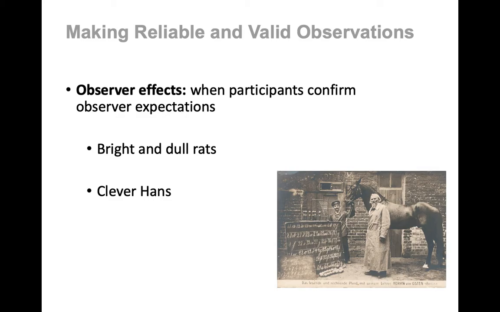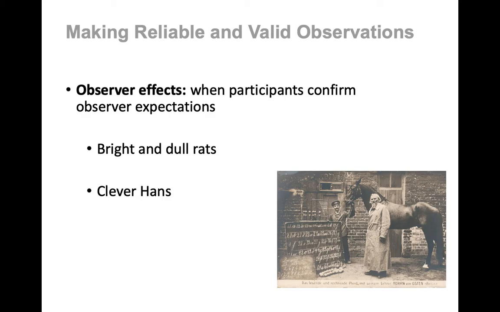The first one had to do with the bright and dull rat study. In this study, psychology undergraduates were given 5 rats and told to see how long it would take for their rats to learn how to run a maze. Each student was given a randomly selected group of rats, but half were told that their rats were bred to be smart. In other words, they were specifically called maze bright. The other half were told that their rats were bred to be maze dull. That is, not very good at running mazes.